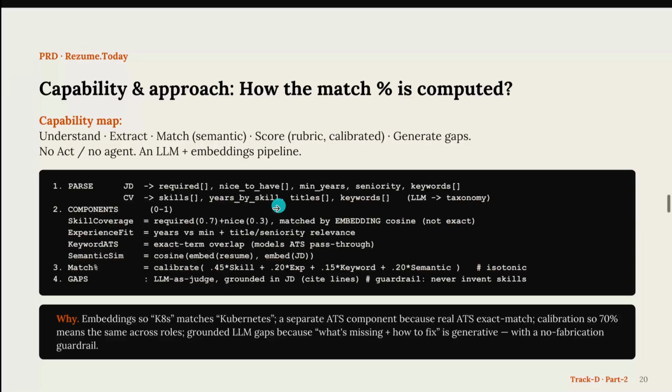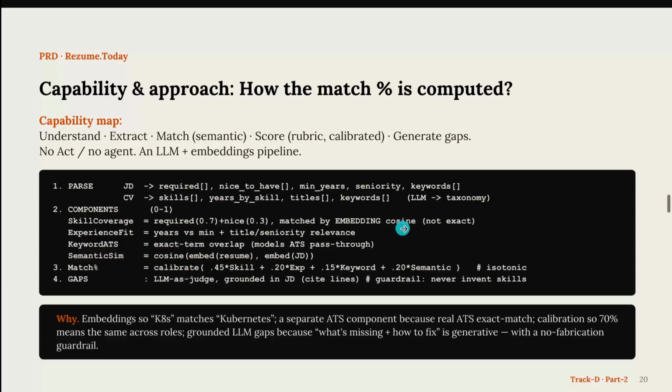There is no agent in between. It's all pure human to begin with, and we can include an LLM plus embeddings pipeline. So there is no autonomous actions being taken. It's purely an LLM plus embeddings pipeline call. So we get two things, JD and CV. We need to parse them. We need to extract all this data. Once done, we need to calculate the skill coverage: how much is required, how much is nice to have, matched by the embedding cosine distance.